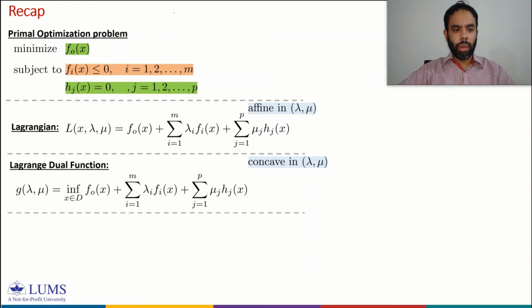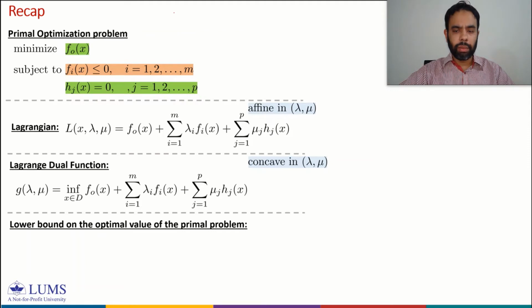And then we also showed that this Lagrange dual function serves as a lower bound on the optimal value of the primal problem. That is, g(lambda, mu) is less than or equal to p star when lambda is in the non-negative orthant, or when lambda is greater than or equal to 0. So this g(lambda, mu) is a lower bound for any value of mu and for lambda greater than or equal to 0. But the question here is, what is the best lower bound?